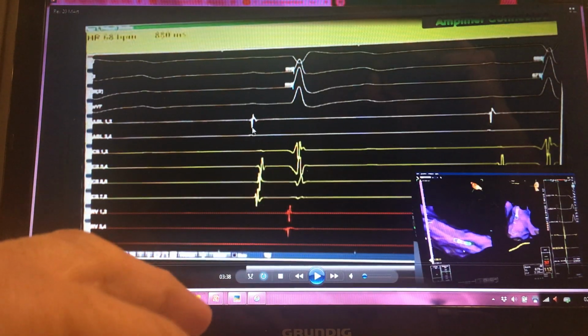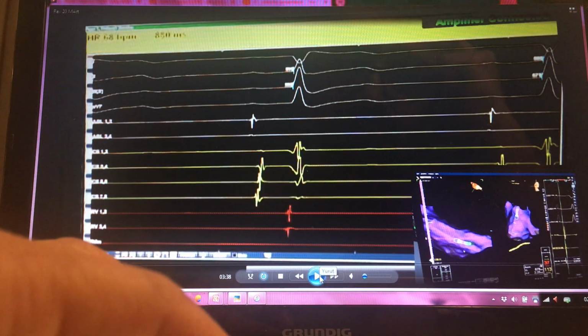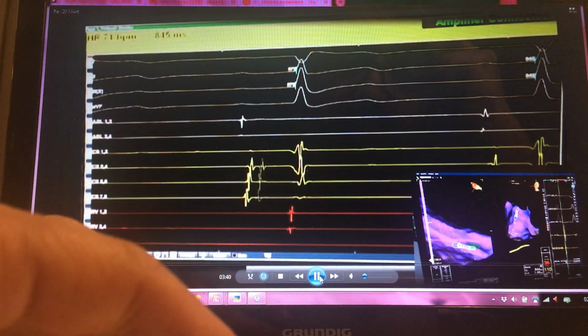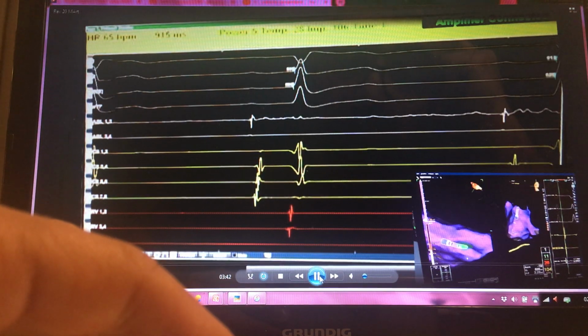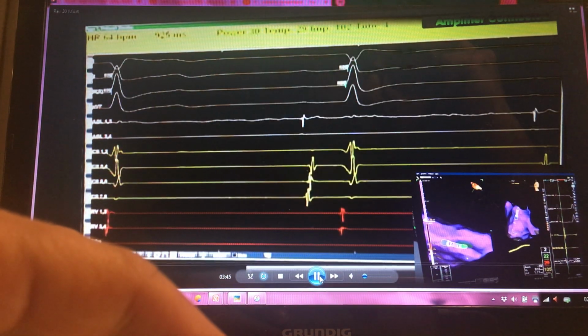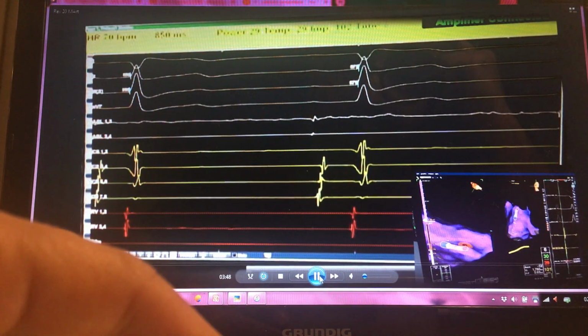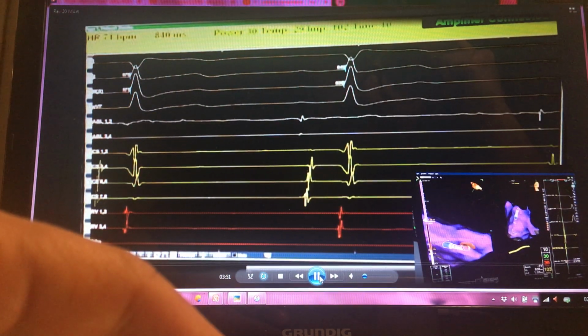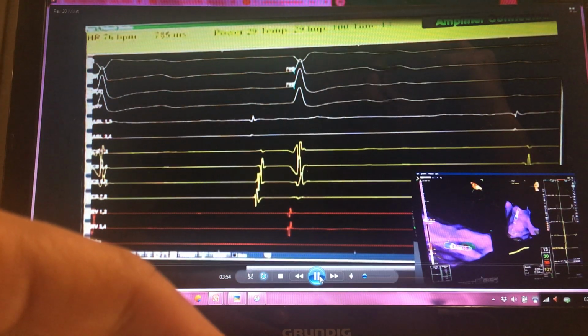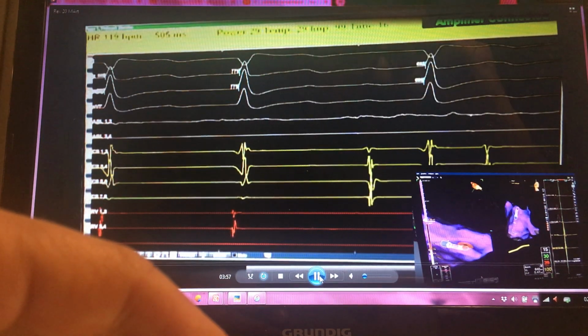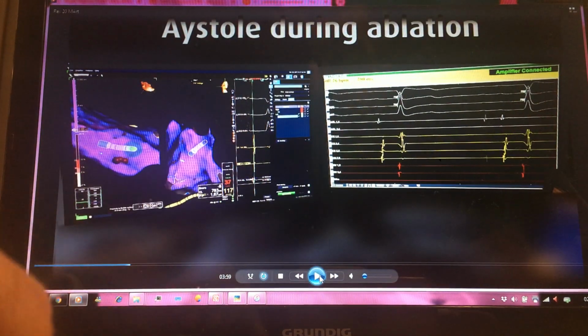Yes, here we go. You can see fragmented potentials here. We are in the roof area between the left superior pulmonary vein and the left atrial appendage, and we started ablation. We usually perform ablation with 35 watts in the roof area as a starting power. Now, as a typical response, you can see significant asystole or AV block during RF application in both left inferior and left superior GP sites.